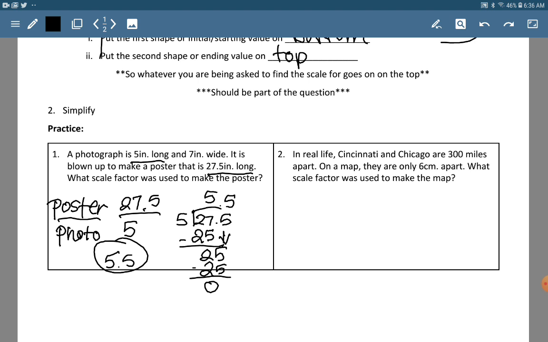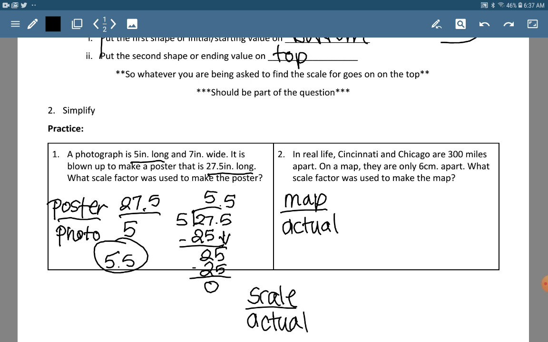Okay, so let's do number 2. In real life, Cincinnati and Chicago are 300 miles apart. On a map, they are only 6 centimeters apart. What scale factor was used to make the map? We know that the map is what we ended up with, so that's on top. And then the actual distance, or real life, is on bottom, so I'll put actual. Another way that you can look at it is always just scale over actual, which is always going to help you in all of your problems. So I have the map over the actual distance.